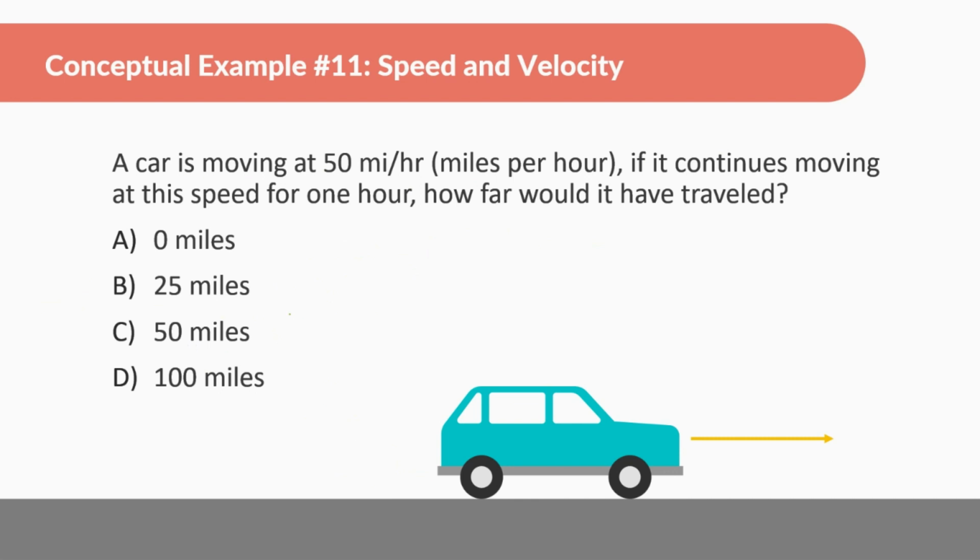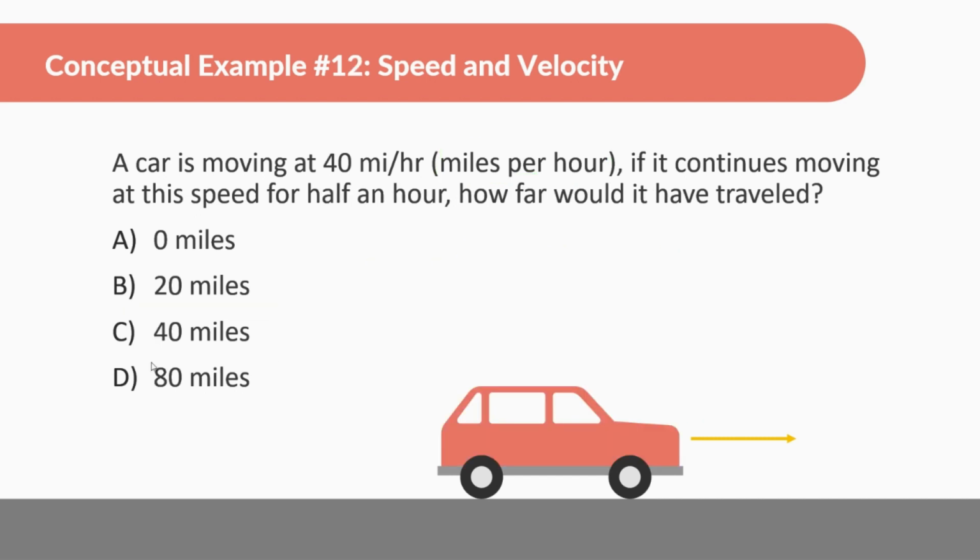Especially this per hour here, miles per hour, this should be telling you if something is going 50 miles per hour, every hour it's going 50 miles. That's what 50 miles per hour means. So what we have is this here. Maybe a little more tricky here.